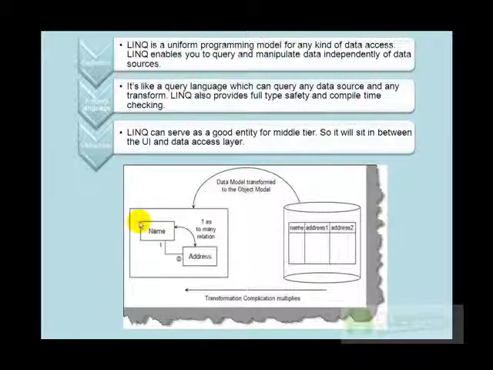One of the other features provided by LINQ is transformation. So let's first understand what we basically mean by transformation. Now consider a table here which has a name, address 1 and address 2 column. All this data is stored in one physical table. So it's all lying in one physical table.